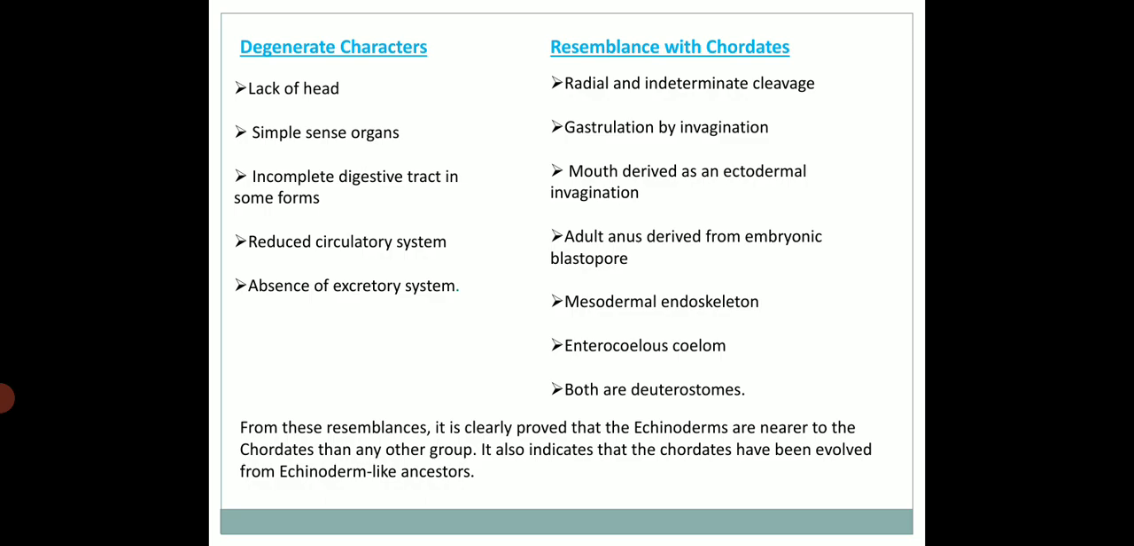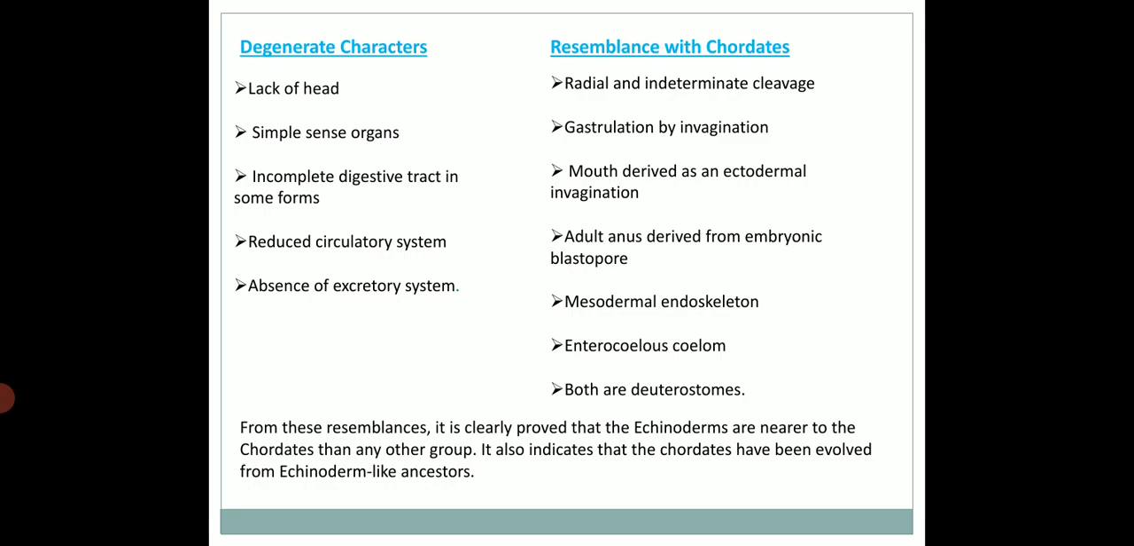Whereas the characters resembling the chordates, not the non-chordates, are radial and intermediate cleavage, gastrulation by invagination, mouth derived as an ectodermal invagination, adult anus derived from the embryonic blastopore, mesodermal endoskeleton, enterocoelous coelom, and both are deuterostomes. So these are some of the characters which resemble the chordates.